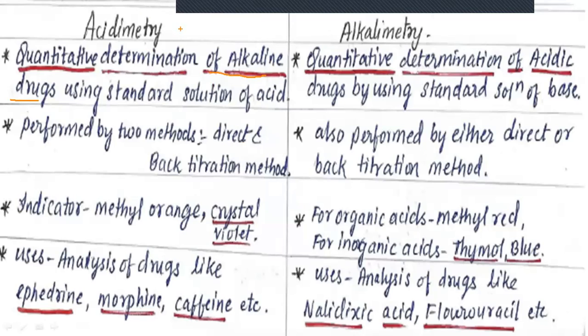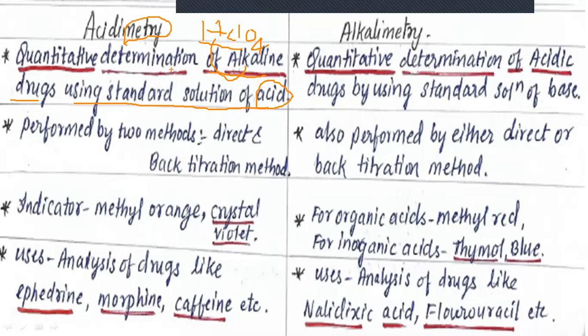Okay, so acidimetry is the determination of alkaline drugs using a standard solution of acid, for example perchloric acid, HClO4. HClO4 is a strong acid, which is useful for estimating alkaline substances, right? But HClO4 will be taken in the burette, so we are measuring the burette reading. That's why this is called acidimetry.